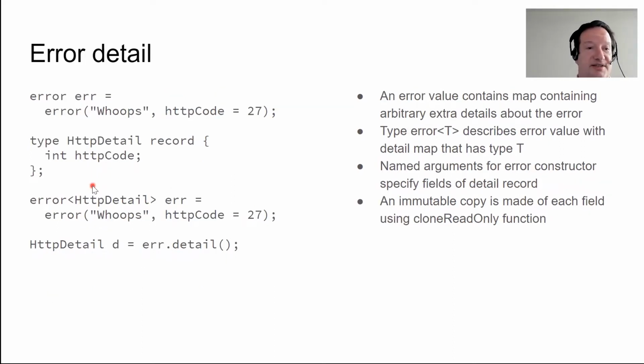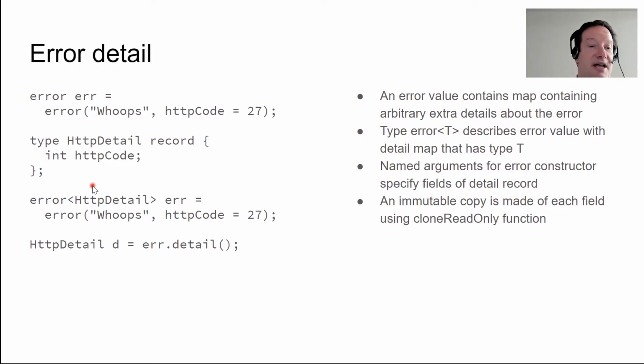Okay, so errors. One thing I haven't explained yet about errors is that we saw that errors have a distinct type, and we saw they have a message. They can actually have an arbitrary payload, which is a record, which can be whatever record you like. It has to be something that can be cloned and made read-only, because we want errors to be immutable, so you can pass them around between threads.